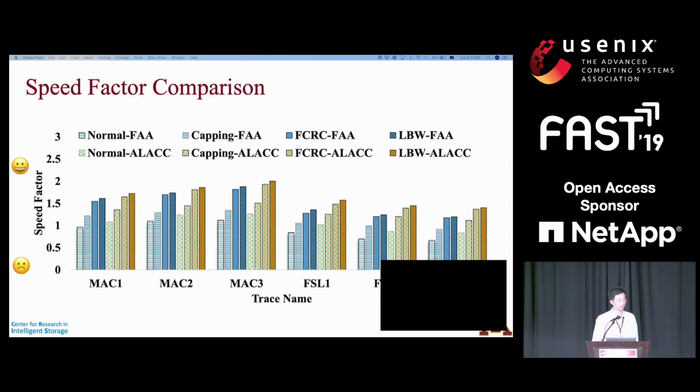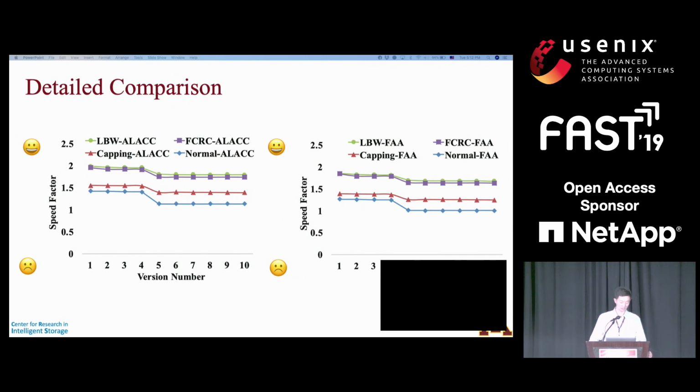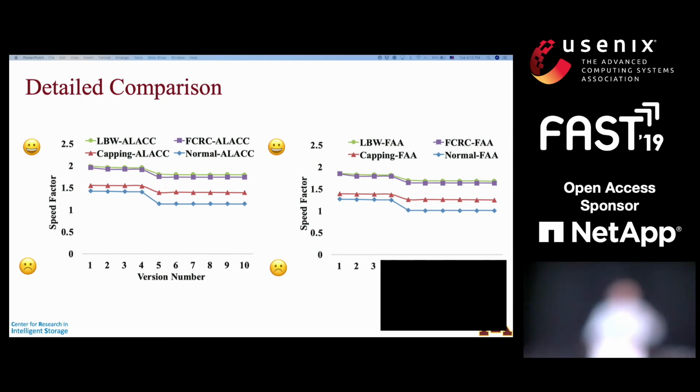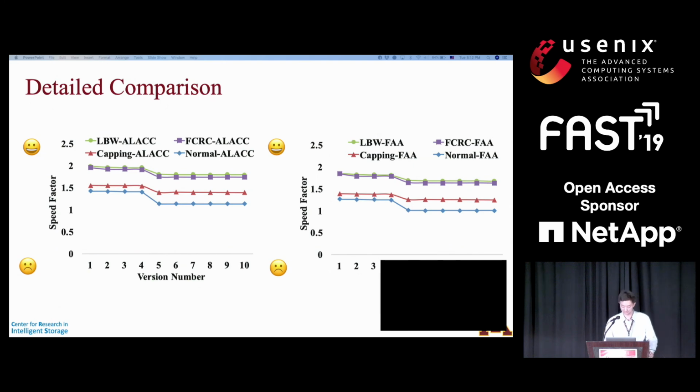And this is the overall comparison between the 8 combinations of dedupe and restore. You can see no matter which restore engine you use, FAA or ALACC, look-back window can achieve the best one in all 6 traces. And even when we look into the backup versions, where we restore each version of the whole backup, the look-back window can achieve the best one. Sometimes it is close to the FCRC, but sometimes it is higher than that.